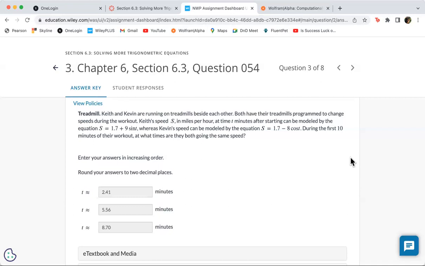So all that talking, all that writing, it's like, when are they going the same speed? One of the speeds is given by 1.7 plus 9 sine t. And the other speed is given by 1.7 minus 8 cosine of t.